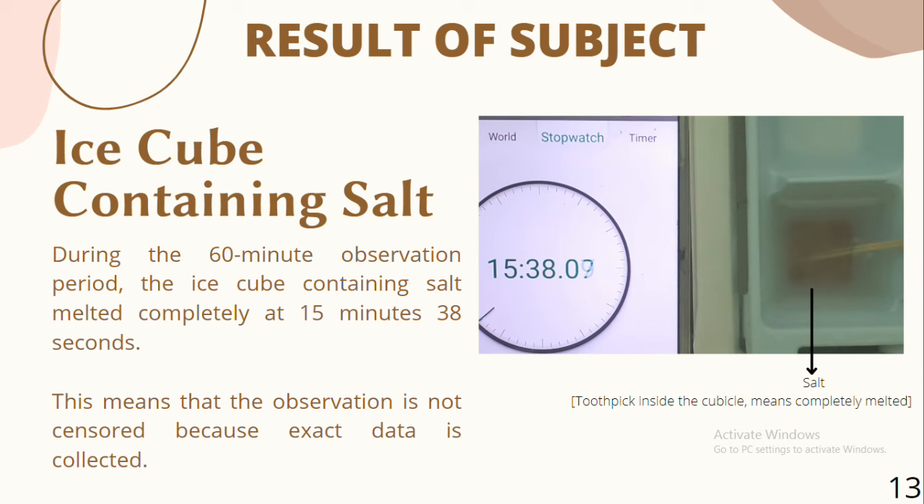Lastly is the ice cube containing salt. During the 60-minute observation period, the ice cube containing salt melted completely at 15 minutes 38 seconds. This means that the observation is not censored because exact data is collected. We can see from the photo, the toothpick can be placed inside the cube, which means that the ice cube is completely melted.